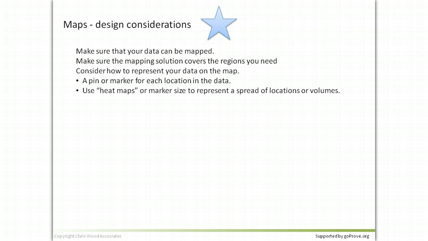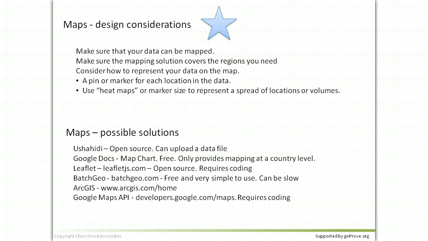So the design considerations for maps. Make sure that your data can be mapped in the first place. Then make sure the mapping solution you select covers the regions you need. Also consider how to represent your data on the map. Use a pin or a marker for each location, perhaps of each beneficiary. If there's more beneficiaries, use heat maps or change the marker size to represent the spread of locations or volumes. This is a list of possible solutions available on the web.